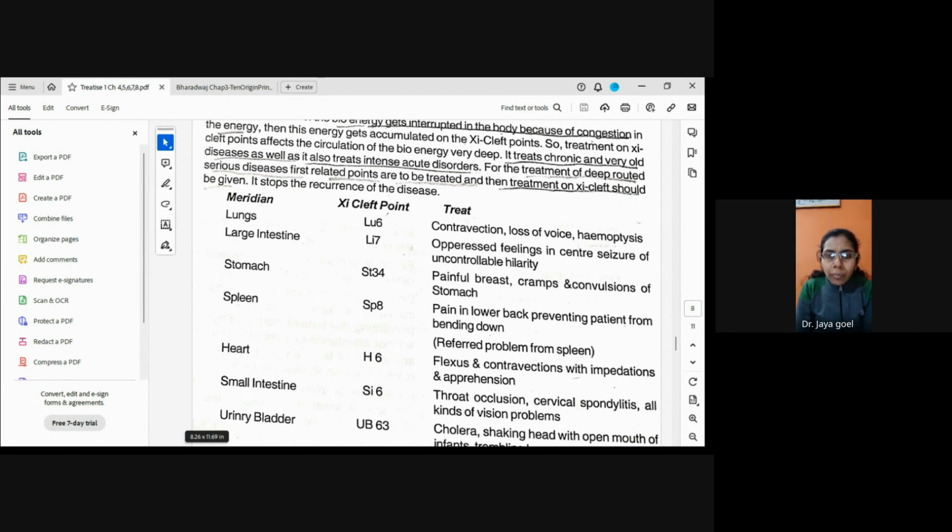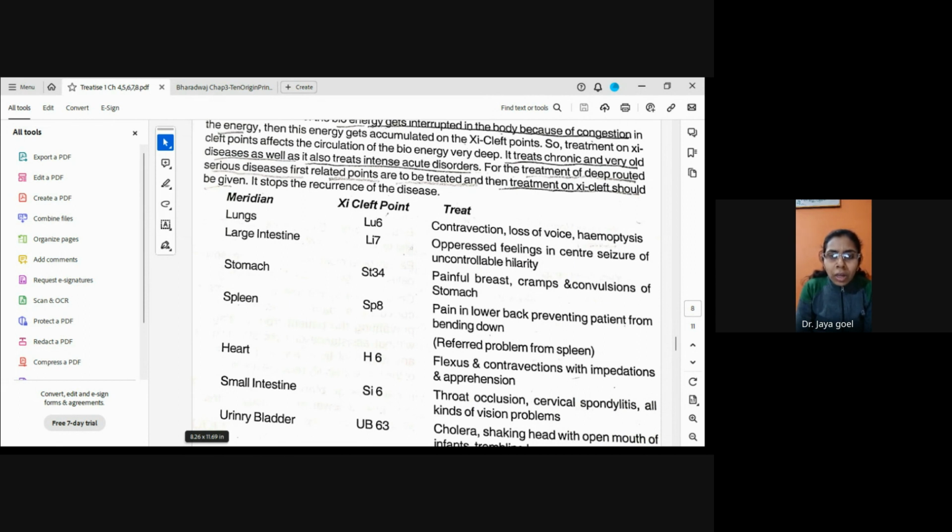Like lung meridian, the cleft point is LU6, for the treatment of contraction, loss of voice, hemoptysis.